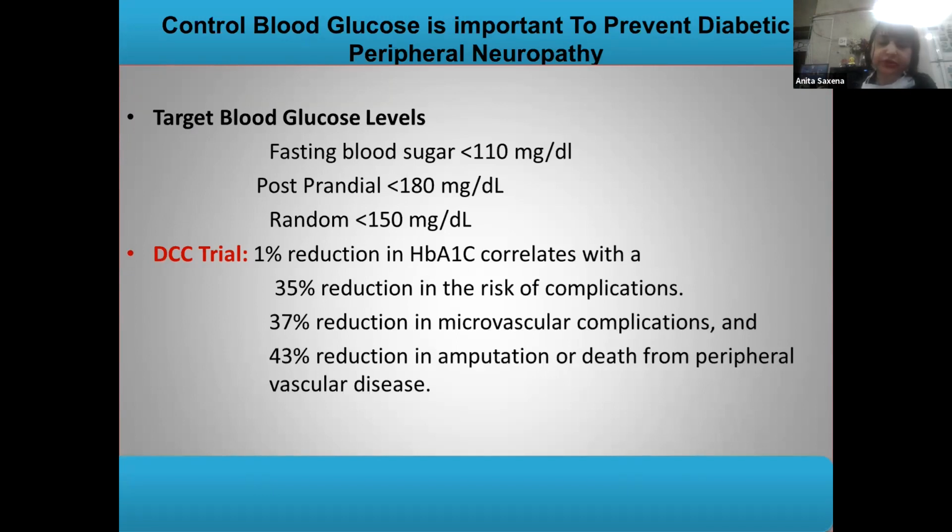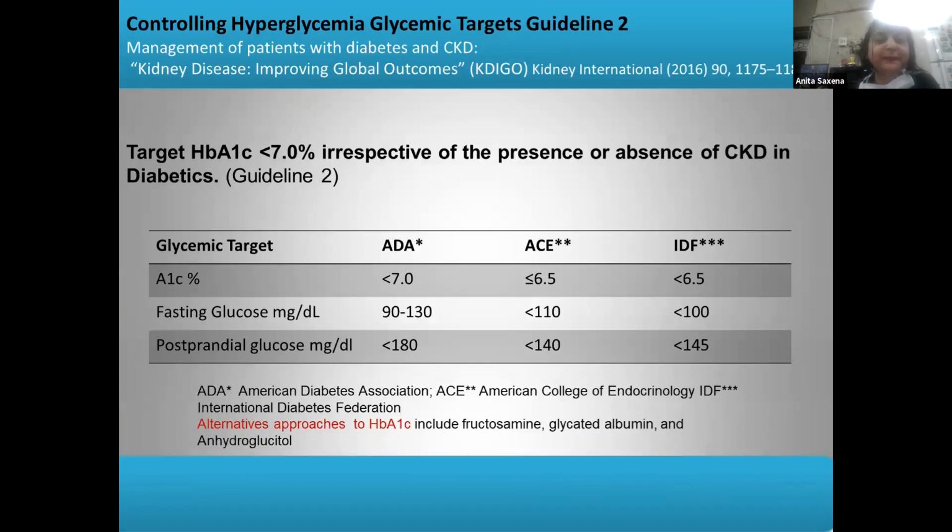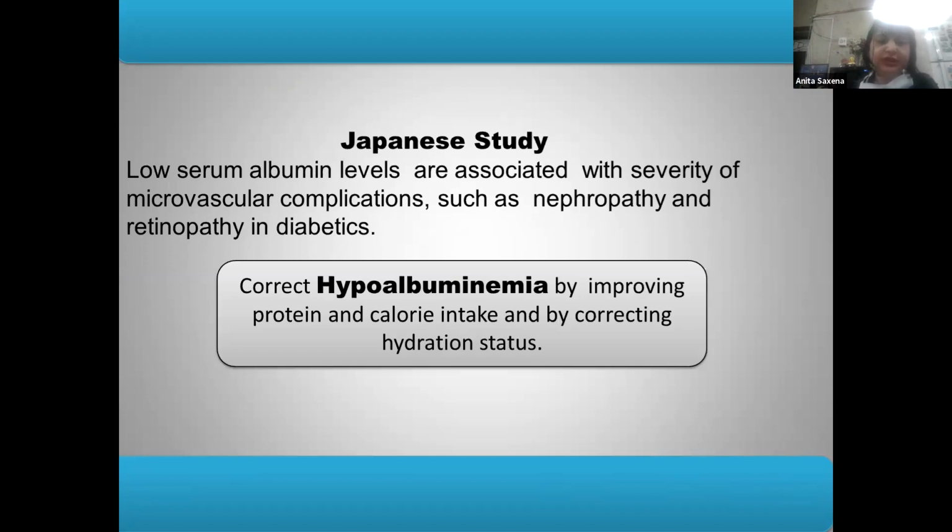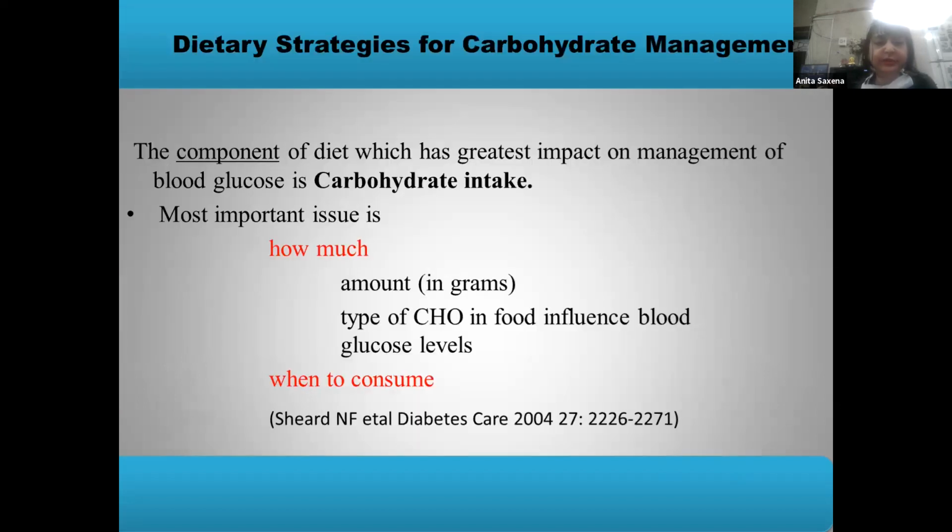The DCCT trial has shown that 1% reduction of HbA1c correlates with 35% reduction in the risk of complications, 37% reduction in microvascular complications, and 43% reduction in amputation or death from peripheral vascular disease. Now, the target HbA1c for these patients should be less than 7, irrespective of presence or absence of CKD in the diabetics. The Japanese study has shown that low serum albumin levels are associated with severity of microvascular complications such as nephropathy and retinopathy in diabetics. Therefore, correct hypoalbuminemia by improving protein and calorie intake and by correcting hydration status of the patients.